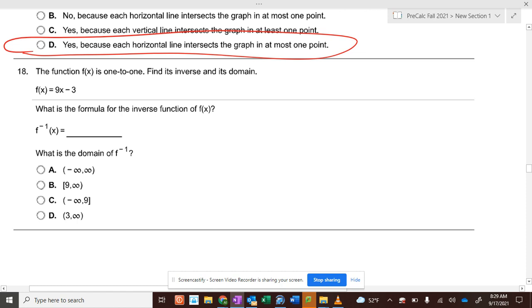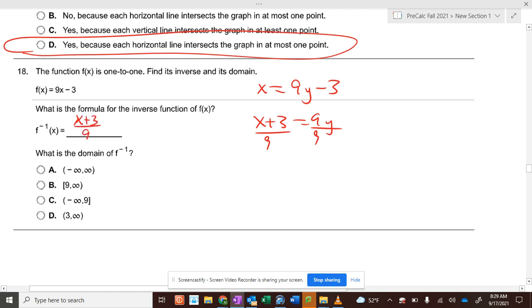The function is one-to-one. Find its inverse and domain. To find its inverse, what do we do? Switch the x and y. X equals 9y minus 3. What do we do first? Add 3. X plus 3 equals 9y. Divide by 9. X plus 3 over 9.